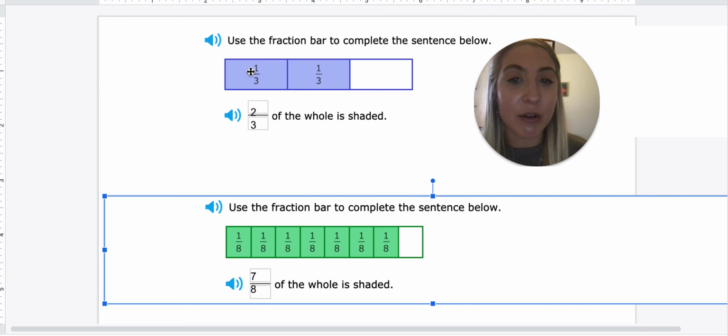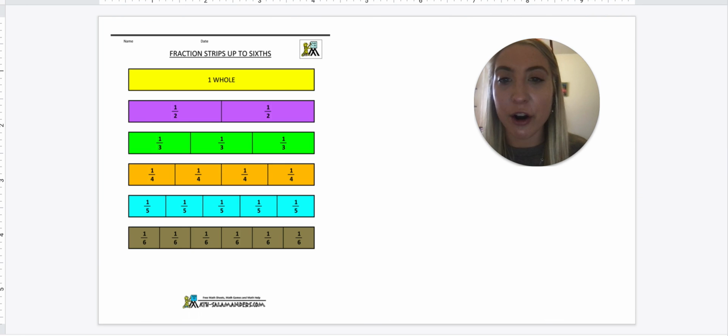Because each box here represents a third. And we'll end it on our fraction bar so you can see this is a half. Each part is a half. Each part is a third.